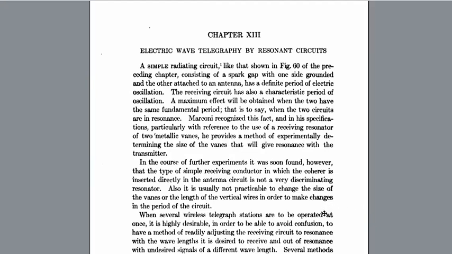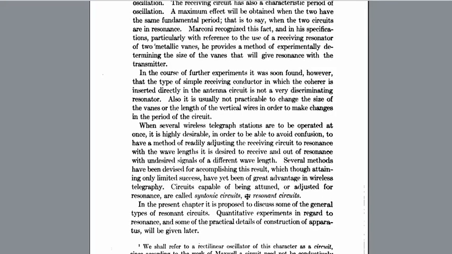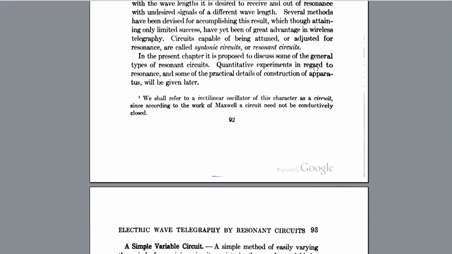When several wireless telegraph stations are to be operated at once, it is highly desirable, in order to be able to avoid confusion, to have a method of readily adjusting the receiving circuit to resonance with the wavelengths it is desired to receive, and out of resonance with undesired signals of a different wavelength. Several methods have been devised for accomplishing this result, which, though attaining only limited success, have yet been of great advantage in wireless telegraphy. Circuits capable of being attuned or adjusted for resonance are called syntonic circuits or resonant circuits.